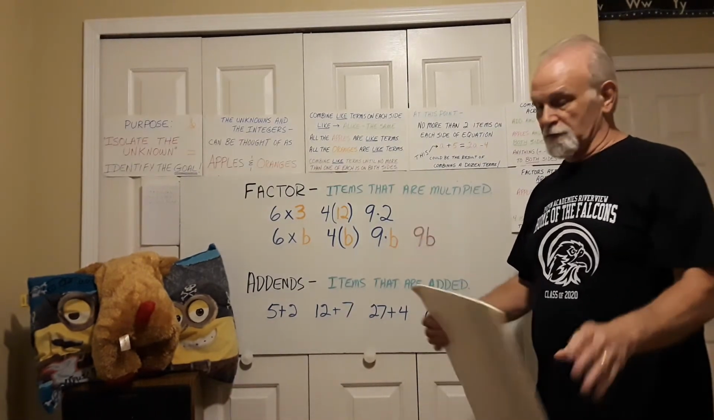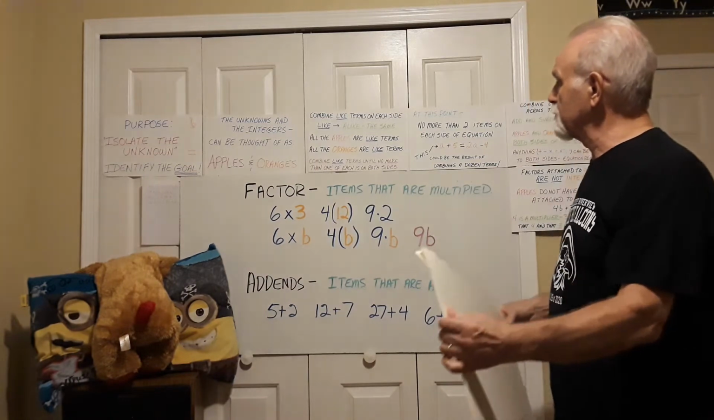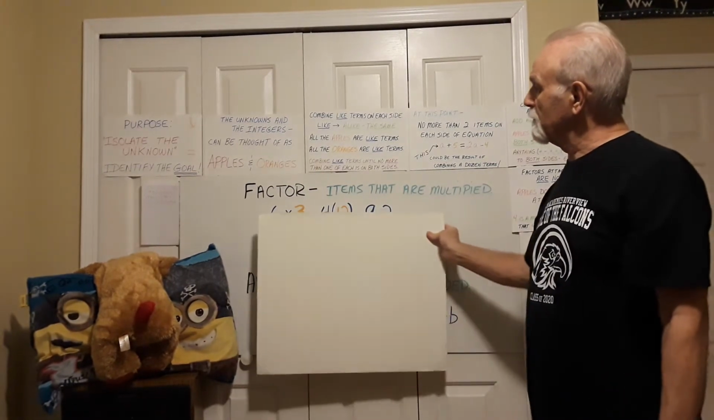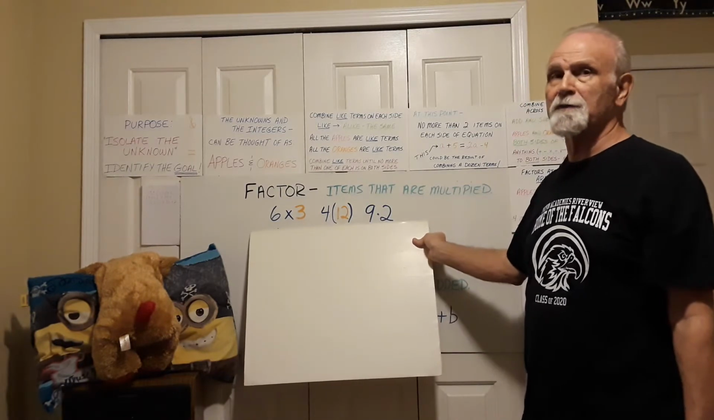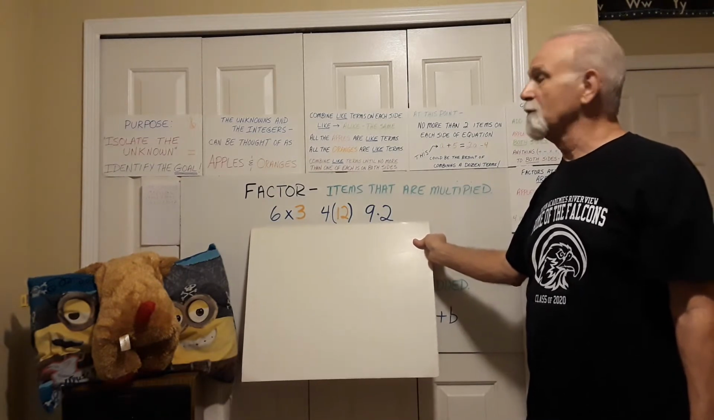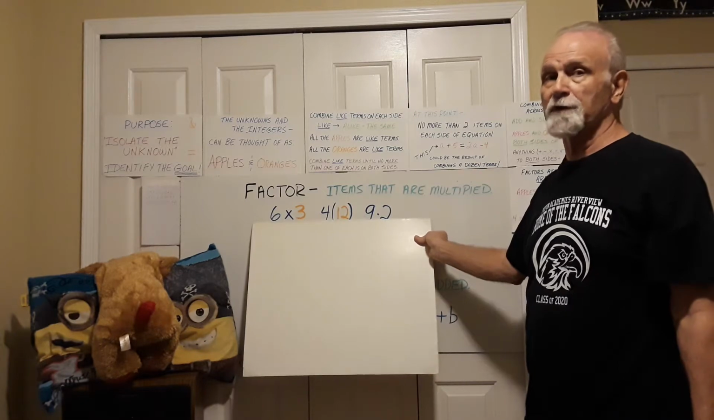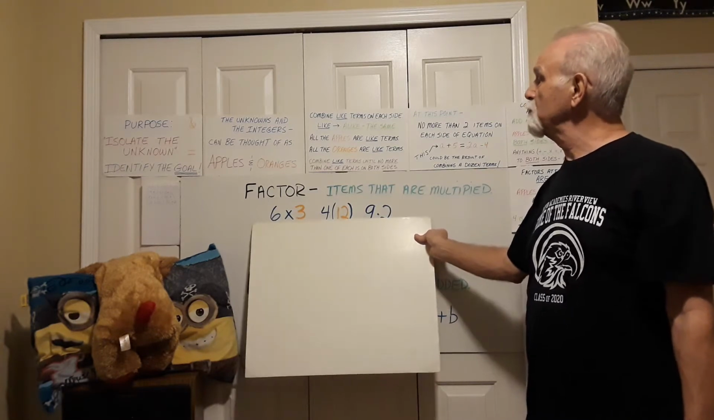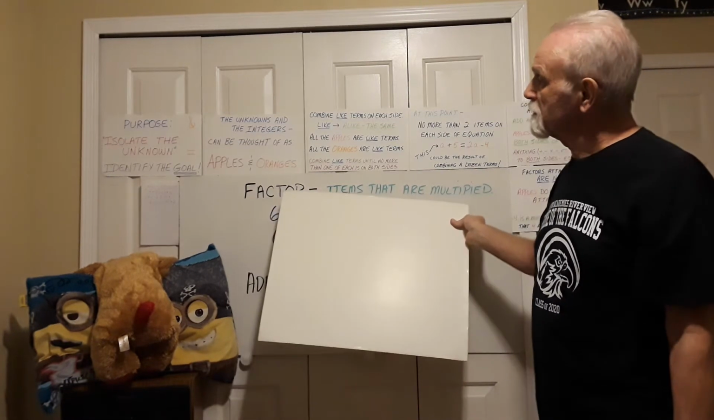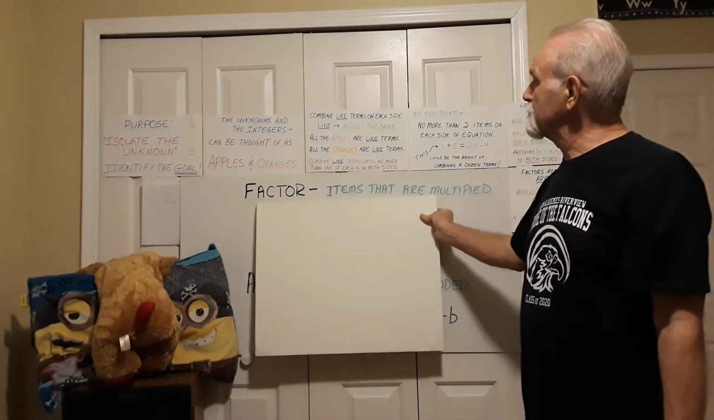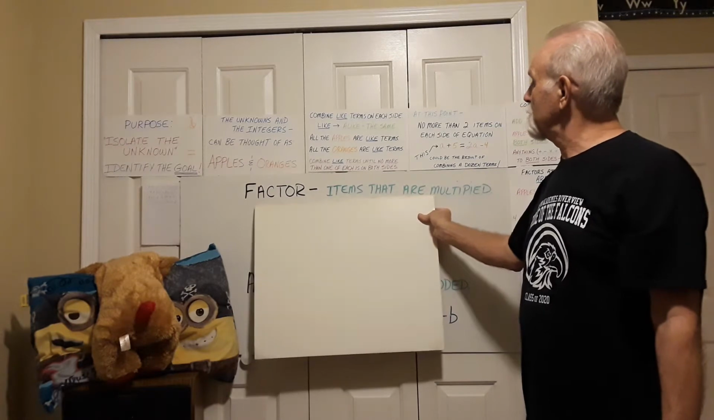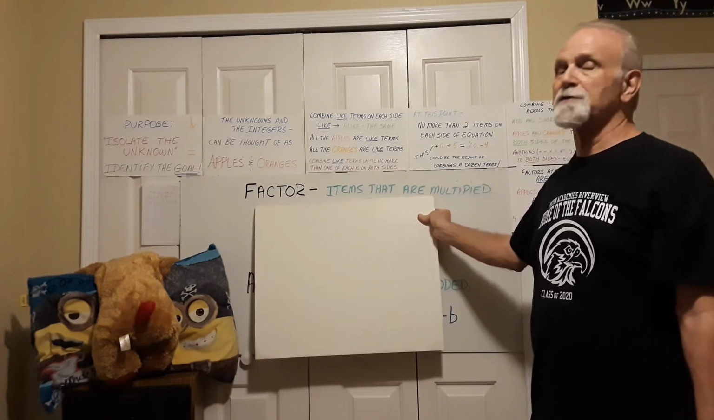I'd like to define a couple of terms for you here, and I want to cover this up because I really want you to see this. You need to let me know in school if you watch this and you don't understand it. We're going to take two terms: factor and addends. Factor is the first one. Factors are items that are multiplied. It's as easy as that.